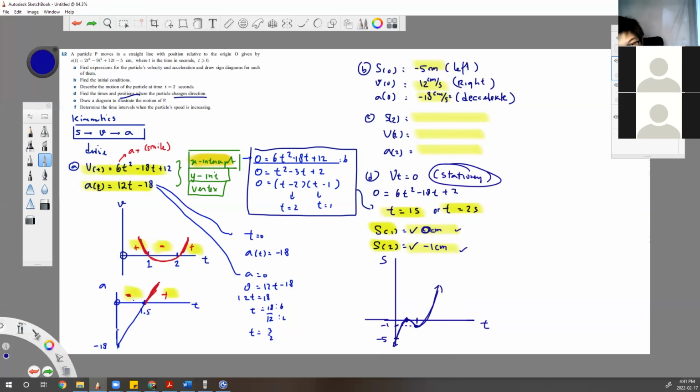Why do you put 1 and 2? Okay, because when T equals 1 and when T equals 2, it reached the stationary point. Get it? Yep, you know how to do it, right? So stationary means it's a turning point. We don't have to use the double derivative to find whether this is a maximum or a minimum. We know that the curve is like this.